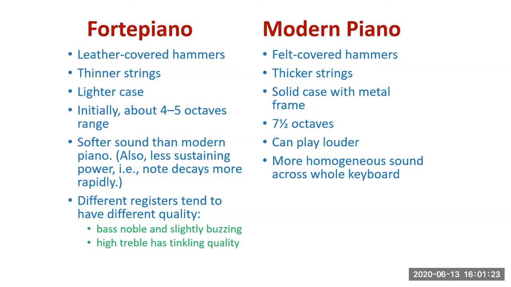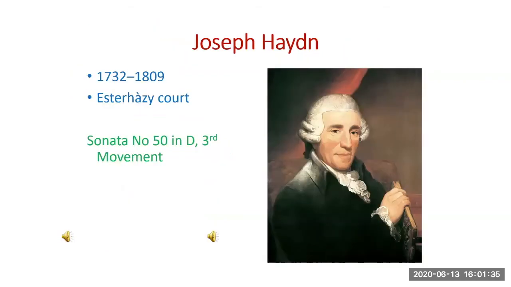So let's have a listen, just to finish up, to the difference. We're going to hear 2 recordings of a sonata by Joseph Haydn, who we of course met a few weeks ago in my Sturm und Drang class. As you probably know, Haydn was a rich, highly successful, popular and influential composer who worked for the immensely rich court of the Esterházy family in what was then the Austro-Hungarian Empire.